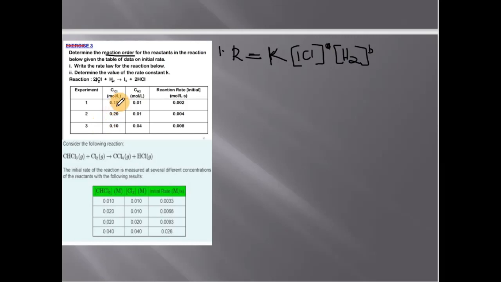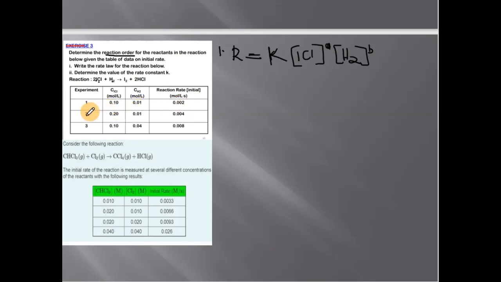We have a containing vessel that has 0.1 molar of the iodine chloride, then 0.01 molar of hydrogen gas. And for this, the rate of the reaction was 0.002. So in the containing vessel, we have 0.1 concentration of iodine chloride, then 0.01 concentration of hydrogen. Then we have the rate of the reaction to be 0.002.